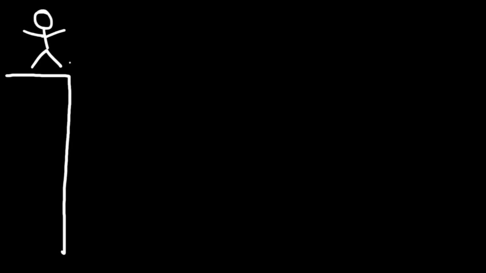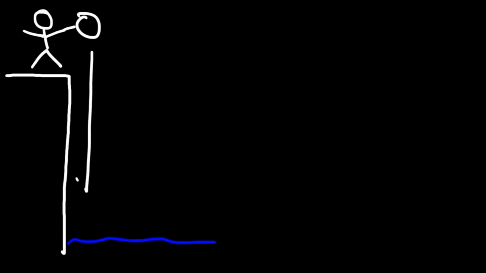We have a person standing at the top of a cliff next to the ocean, and this person has a ball in his hand, and he releases the ball. So he doesn't throw it up or throw it down, but he simply lets go of the ball. We know that gravity will make the ball fall.